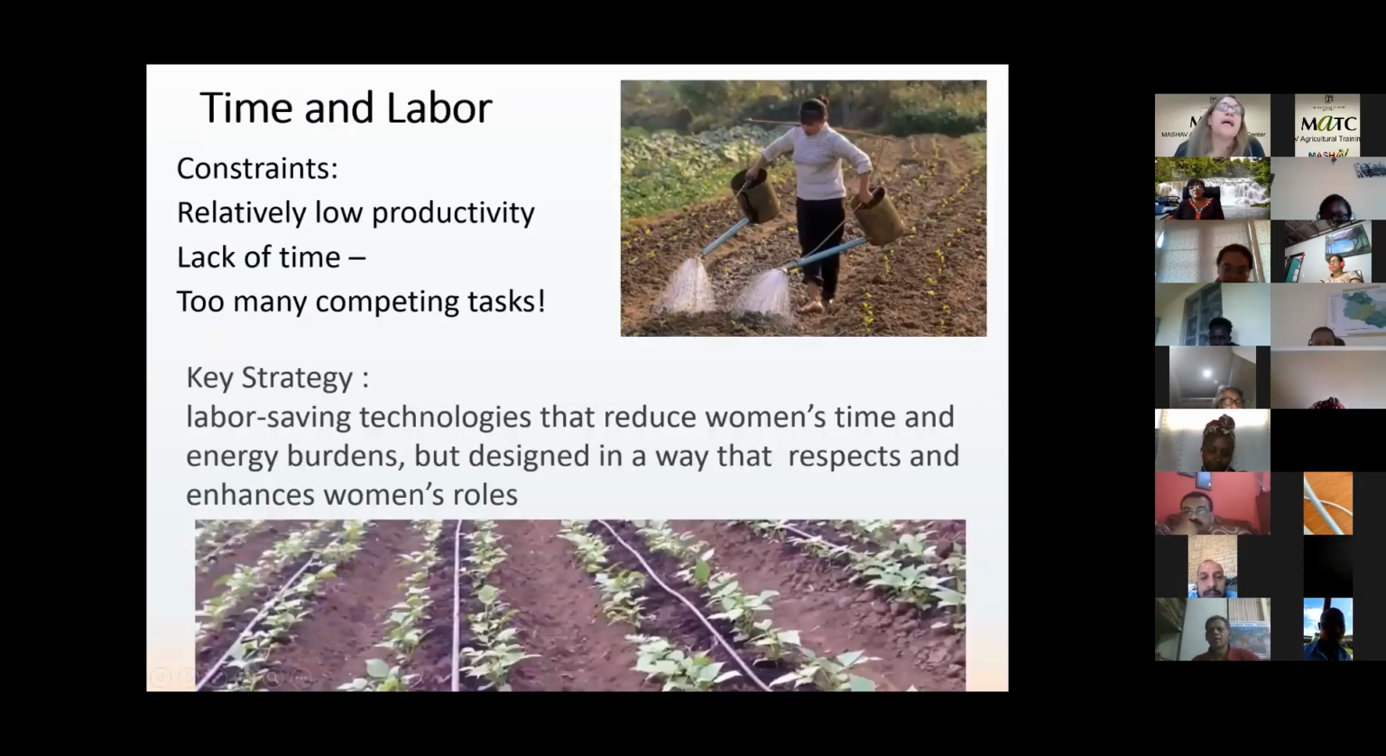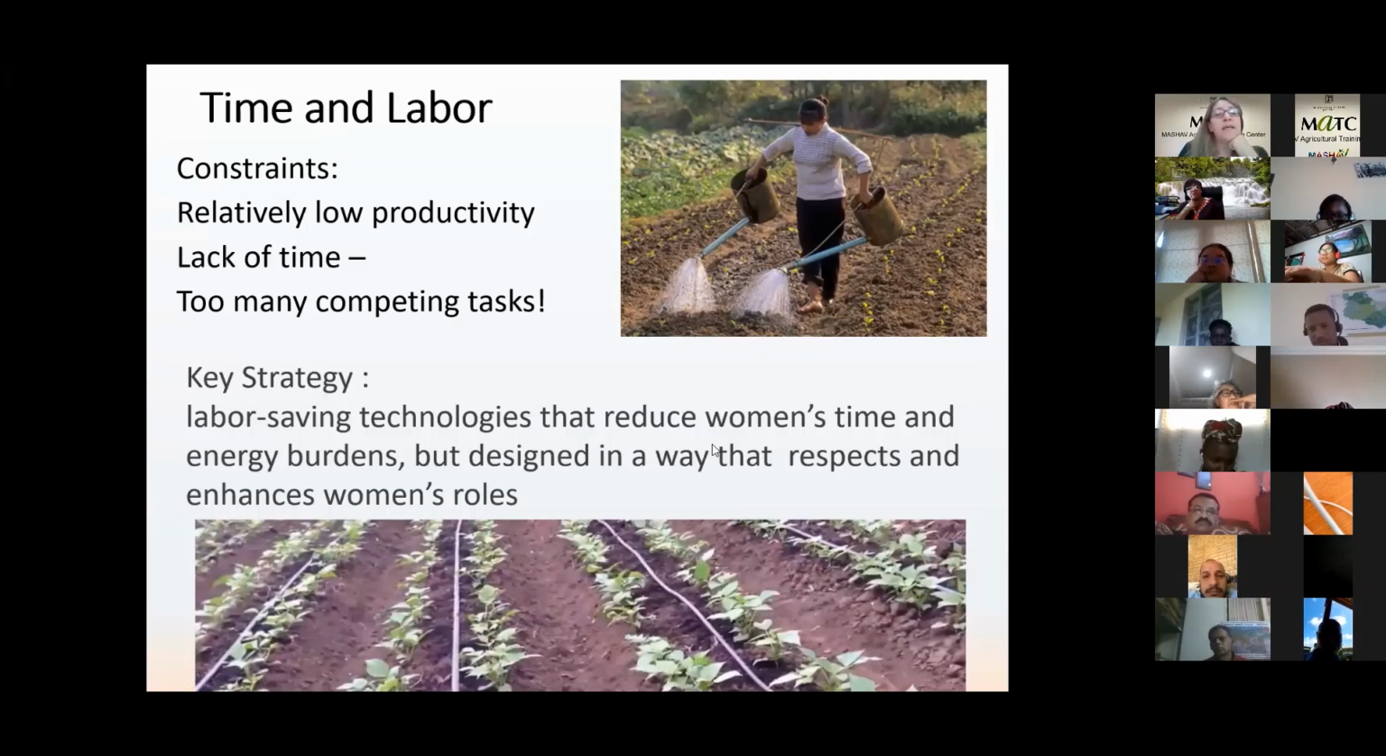Another one of the constraints is time and labor, and the relatively low productivity that we see in traditional agriculture in most places in the world. So one of the things is that there are too many competing tasks. Women can only give as much time as they can to agriculture. So when they are, for example, cultivating plots of vegetables, if they need to water them manually, they can only grow a certain amount that they are able to feasibly, physically water every day.